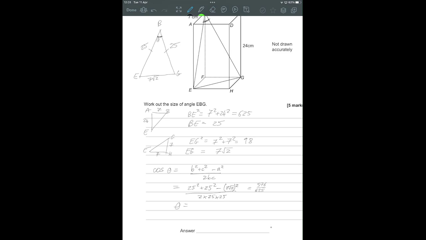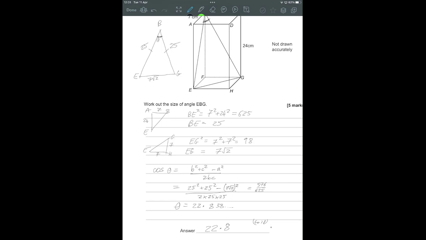So my angle is cos inverse of that. This is again going to give me a horrible decimal, and the question didn't tell me how to round. So again, I'm going to write several more decimal places than is reasonable. Then on my answer line, round to something sensible.